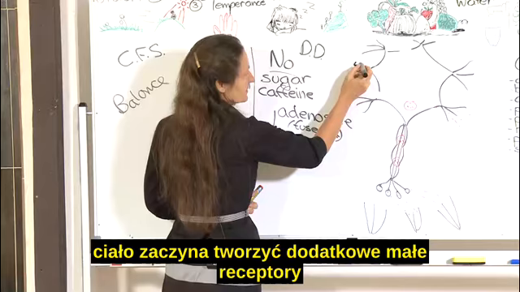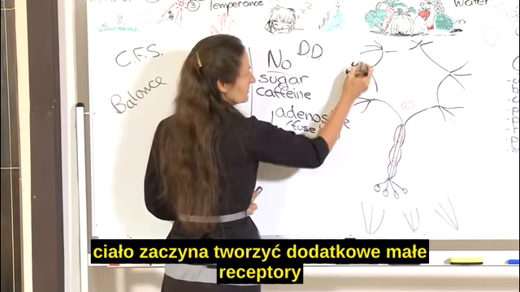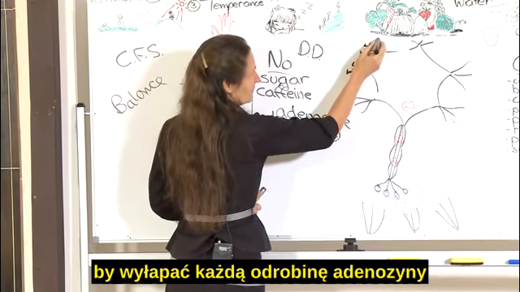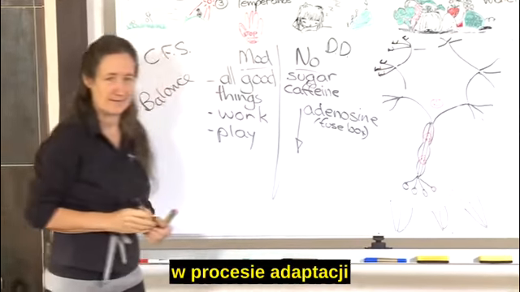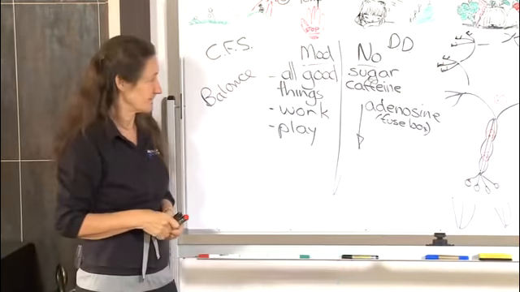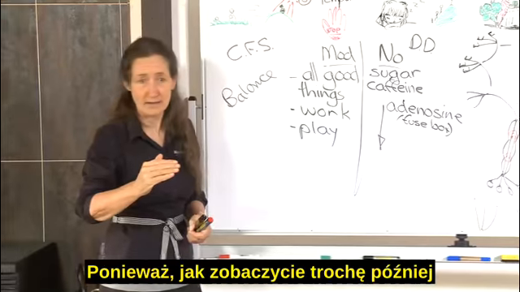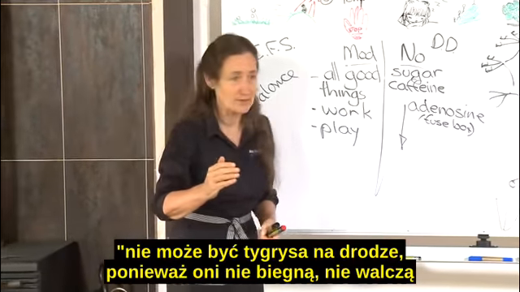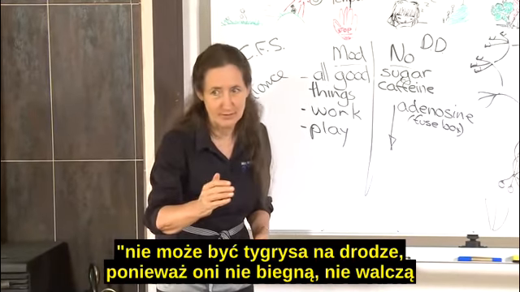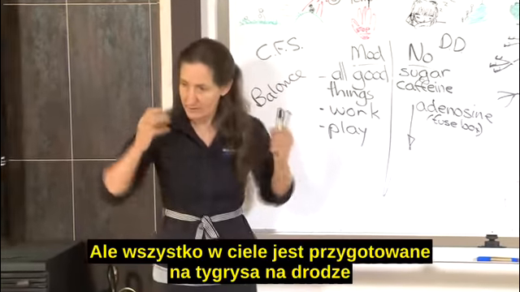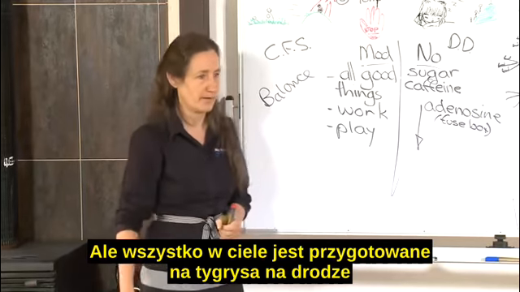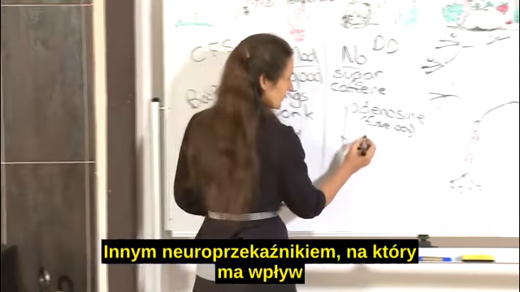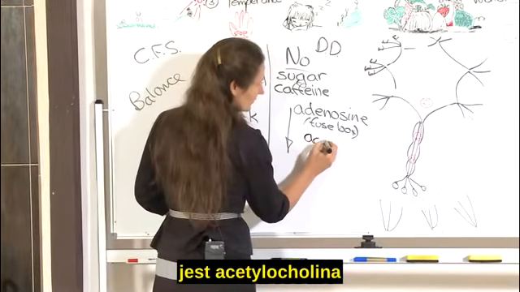Meanwhile, the body starts developing extra little receptor sites to bring up every bit of adenosine in an adaptation process. Because as you'll see in a bit later, after half an hour, the body says, there mustn't be a tiger on the path because they're not running, they're not fighting, but everything in the body gets set up for this tiger on the path. Another neurotransmitter that's affected is acetylcholine.